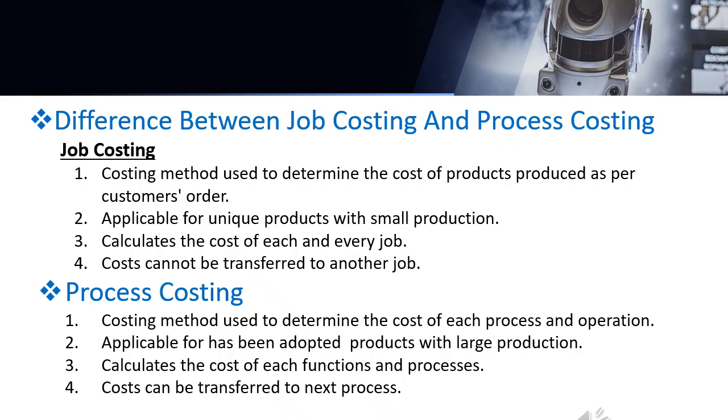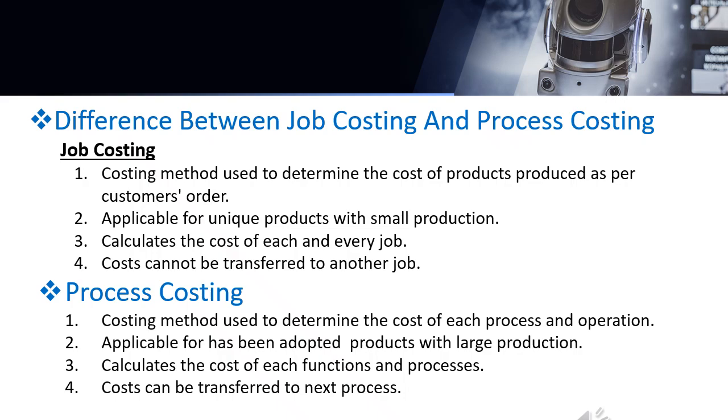Difference between job costing and process costing. Job costing: costing method used to determine the cost of products produced as per customer's order. Applicable for unique products with small production. Calculates the cost of each and every job. Cost cannot be transferred to another job.